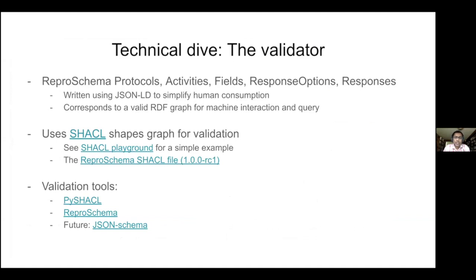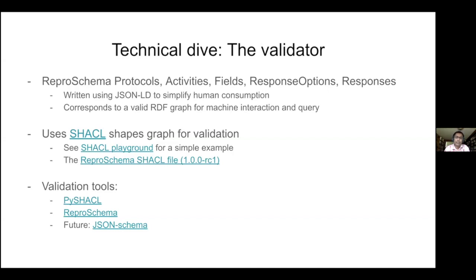So alongside the schema comes a validator. You might be representing things like protocols, activities, fields, response options, and responses using the schema. And what you do, at least when you create an assessment schema, is write using JSON-LD. I'll get to what JSON-LD is in a second. It's intended to simplify human interaction with the schema. However, it corresponds to a valid RDF graph, and I'll explain this in a second as well, for machine interaction and query, and allows us to connect these pieces together.